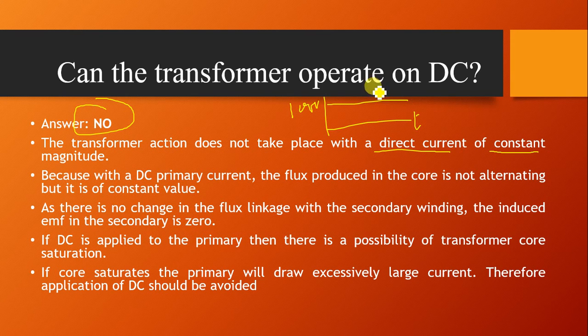If there is a constant voltage, the flux will also be constant. You will have a constant flux, but what you require is d phi by dt. That will not happen; only phi will be there in case of DC. So there won't be any change in flux. Since there is no change in flux, there won't be any mutual inductance. Since there is no mutual inductance, it will not induce any voltage into the secondary winding.